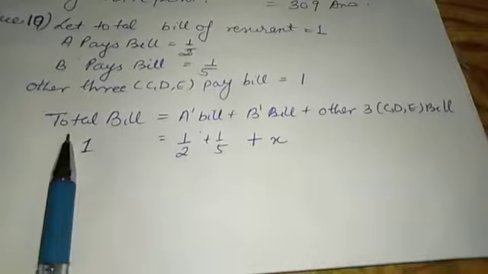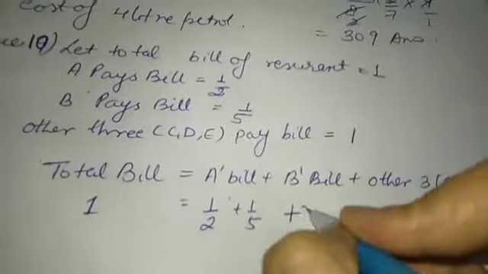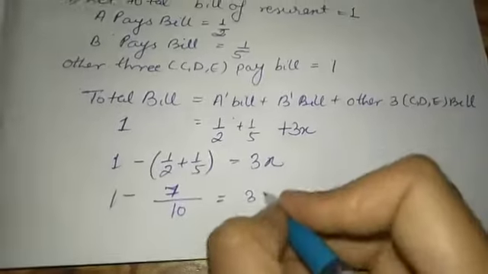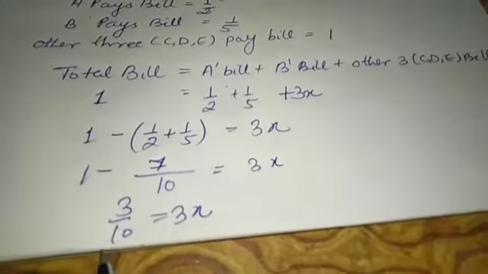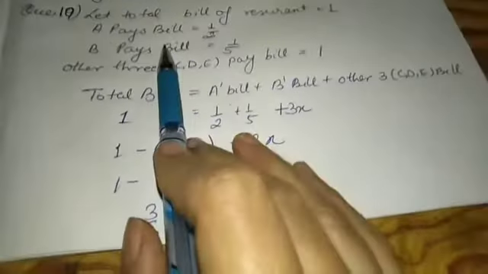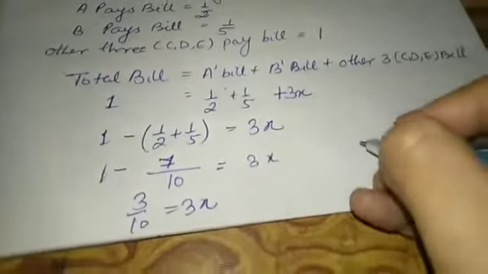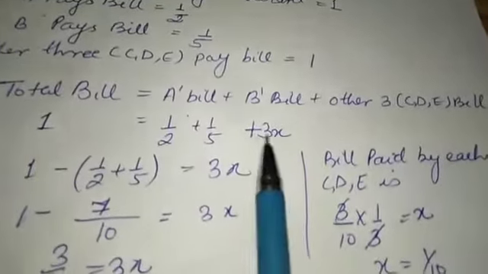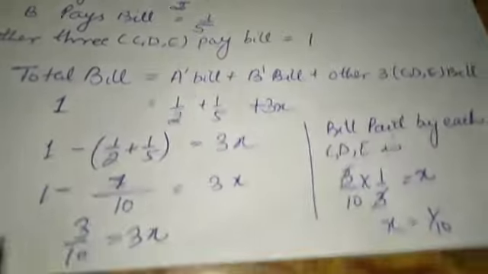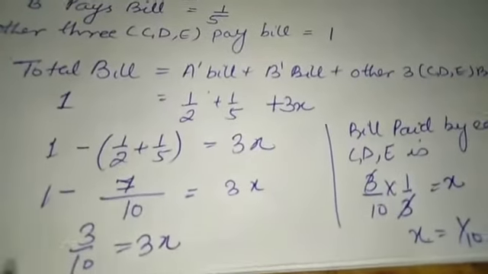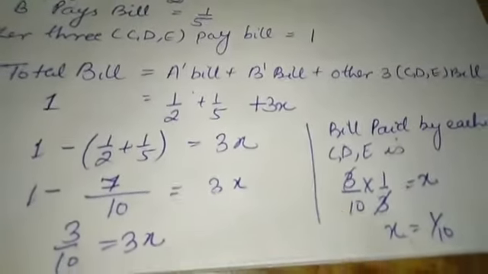Now it is okay. Total bill is equals to A's bill plus B's bill plus other 3's bill. As it is the bill of the 3, I put it equals to 3x. Now subtracting this, 10 minus 7 is equals to 3 upon 10. x is equals to 3 by 10. Here we need to find the bill paid by each. So the bill paid by CDE is 3/10. ओके, 3 लोगों ने कितना बिल दिया था 3/10 और each person paid 1/10 of the bill. Now the question number 9 is complete.